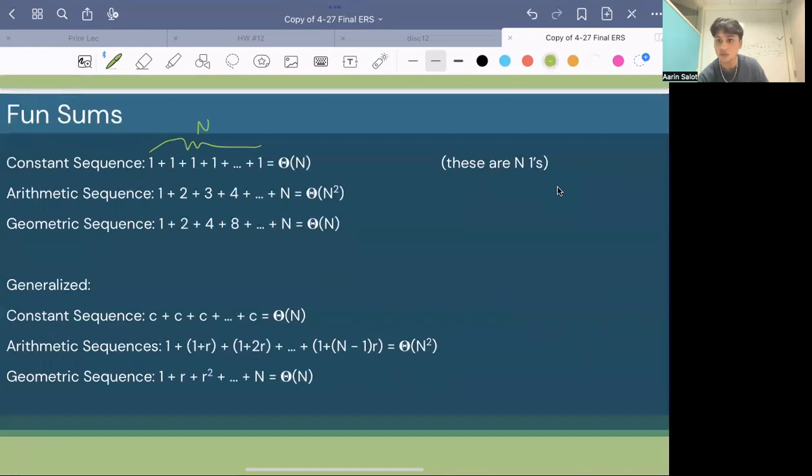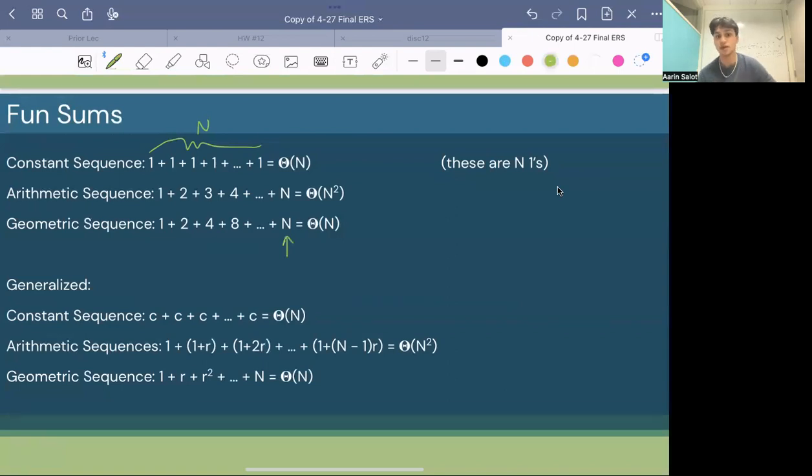The final sequence you need to know is the geometric sequence, where we go from 1 to 2 to 4 to 8, all the way to n. In this case, we're doubling the terms in our sequence by a constant, which is 2. When determining the runtime of a geometric sequence, we look at the dominating factor, or the largest term in our sequence, which is going to be n. And that is what our runtime is equal to in terms of a theta bound.